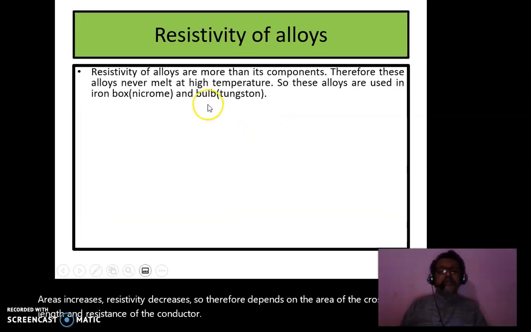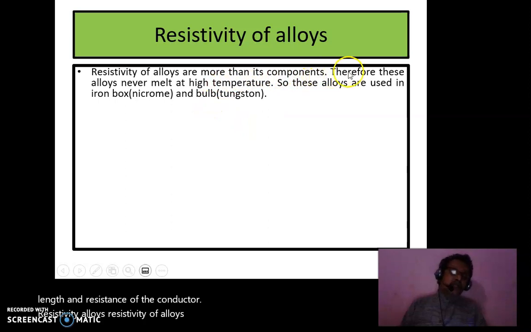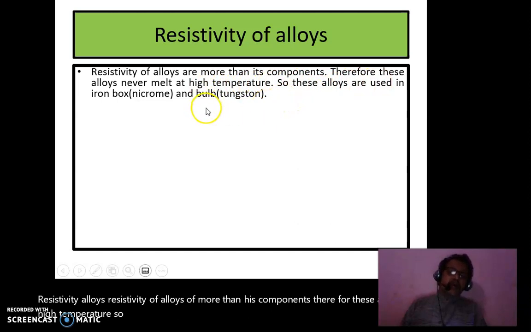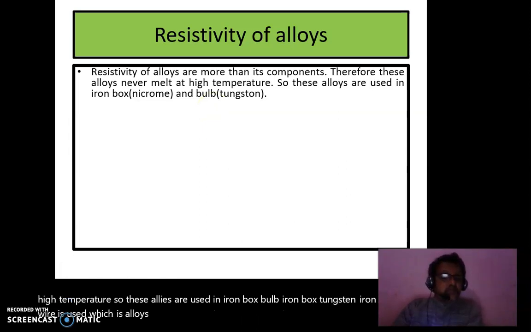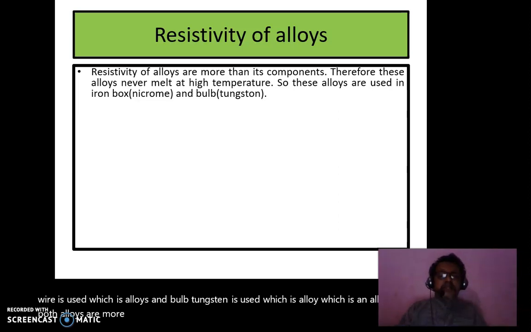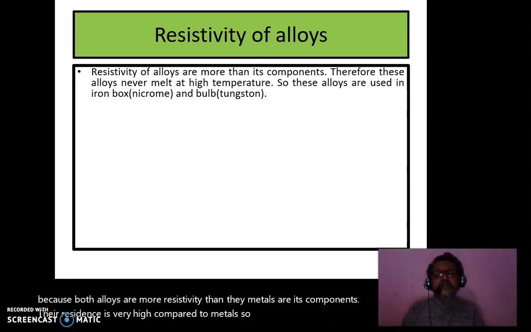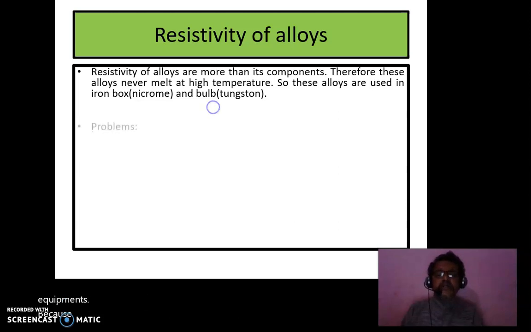Resistivity of alloys. The resistivity of alloys is more than that of its components. Therefore, these alloys melt at high temperature. So these alloys are used in iron box and bulb. In the iron box, nichrome wire is used, which is an alloy, and in the bulb, tungsten is used. Both have more resistivity than the metals or their components. Their resistance is very high compared to metals. So therefore alloys are used in electrical equipment because their melting point is also high.